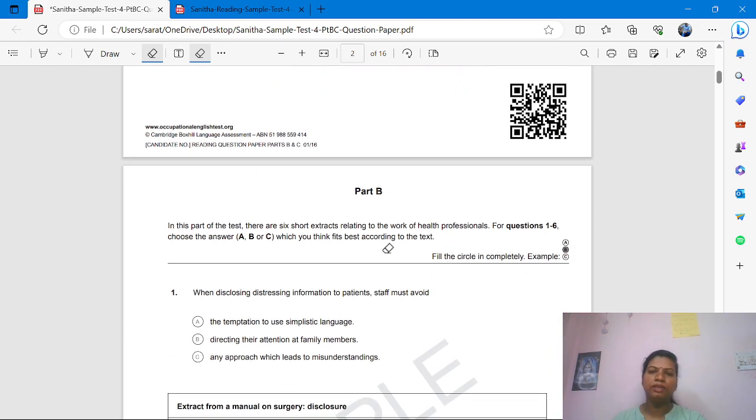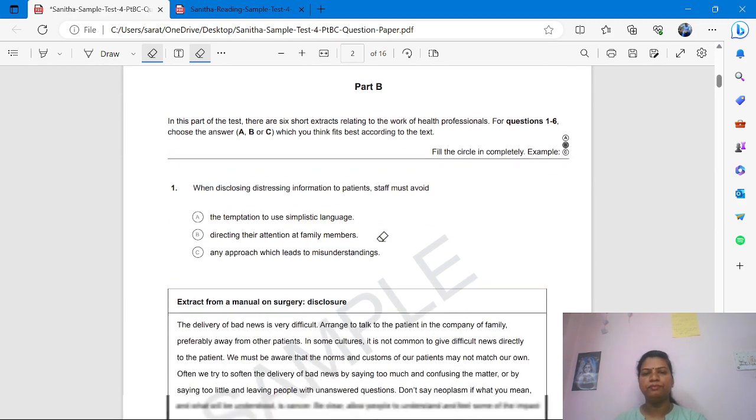This is the question booklet I have taken from the official OET Occupational English Test organization. Always try to practice with the question booklet from the official website.